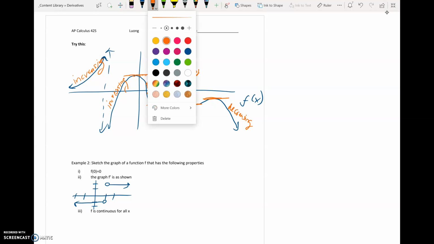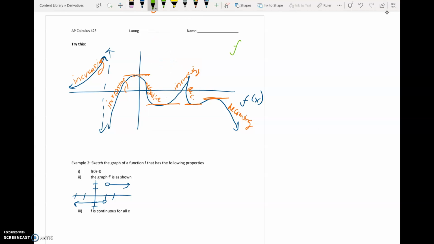Okay, so I'm going to change my color here and actually draw our f prime of x. It's going to be in green. So this is going to look fairly similar because we're increasing, everything needs to be positive. Here we have a 0 because we have a horizontal tangent. We're increasing, I have to make sure I'm above the x-axis, so I have a positive number, positive slope. I have another 0 over here, and it says we're decreasing, so it has to be negative. I'll be below the x-axis.